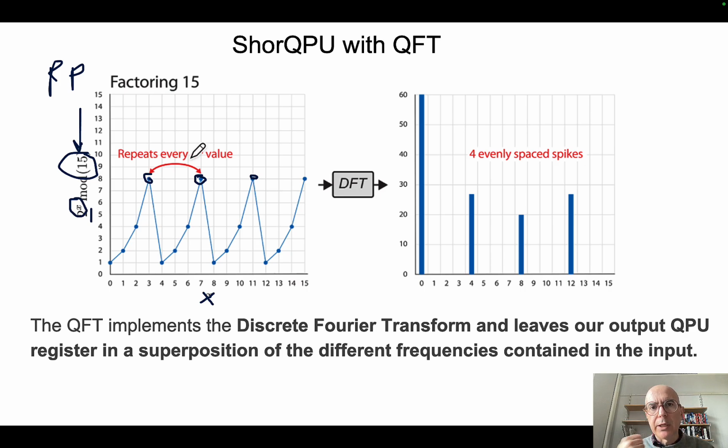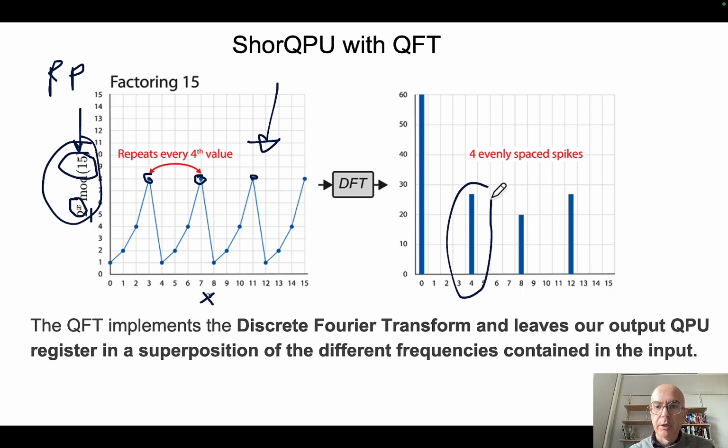So what we're going to do is to calculate the DFT. We are going to use the quantum version of the DFT, the so-called quantum Fourier transform, on a set of quantum states in a superposition on which we encoded this special function that we have here, 2^x mod 15. The QFT will implement the discrete Fourier transform and will leave our output QPU register in a superposition of the different frequencies contained in the input, which is our special function here. So for instance, if we do a measurement of this signal that has been encoded in the quantum state, we're going to get the correct frequency, which is here 4.